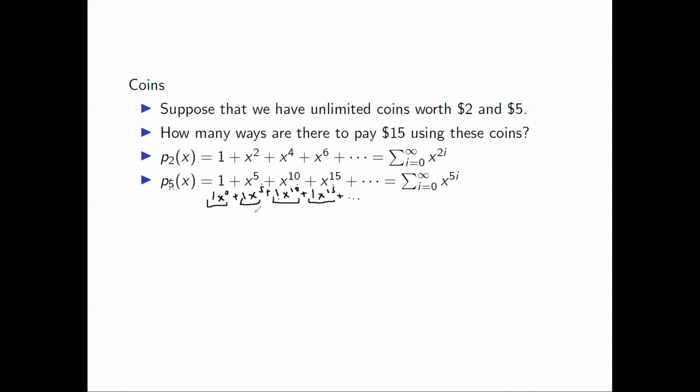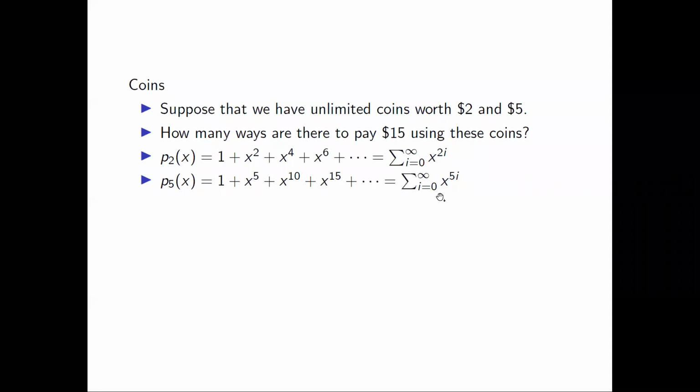So any powers of x that are multiples of 5 have a coefficient of 1. Any powers of x that are not multiples of 5 get coefficients of 0, because you can't make any amount of dollars that's not a multiple of 5 if you're only using $5 coins. When we write this more concisely, it's the sum from i equals 0 to infinity of x to the 5i.